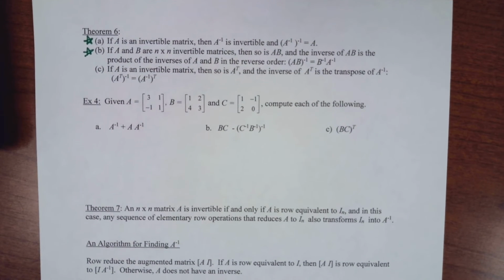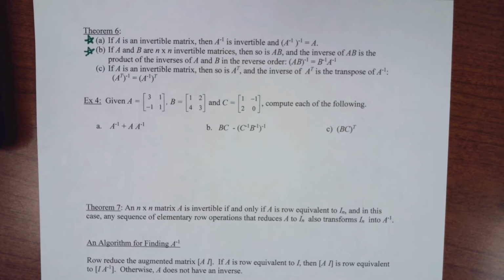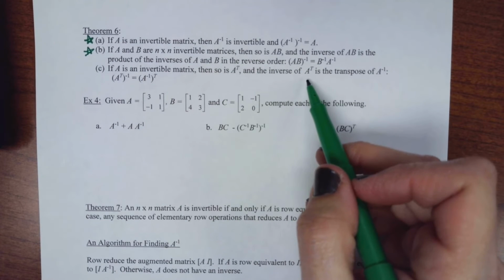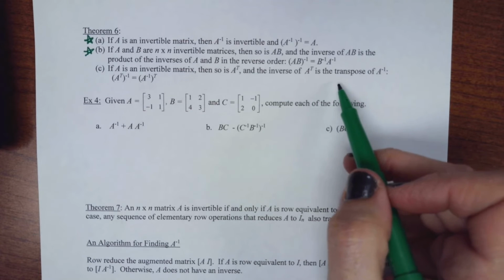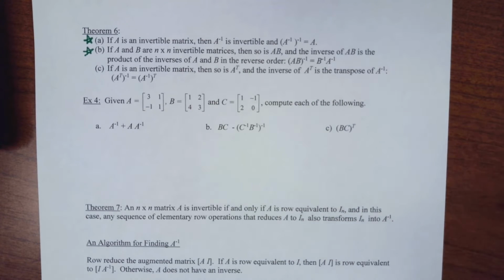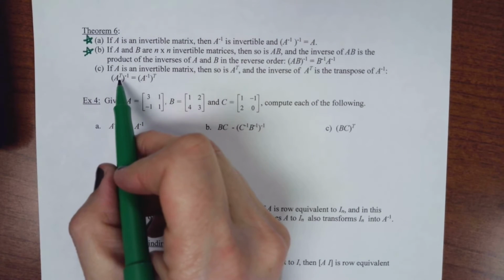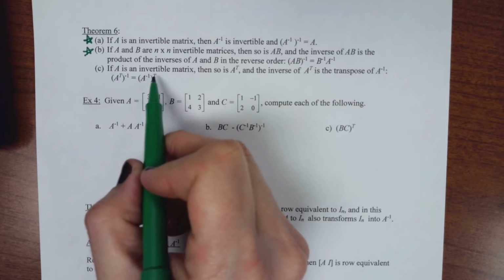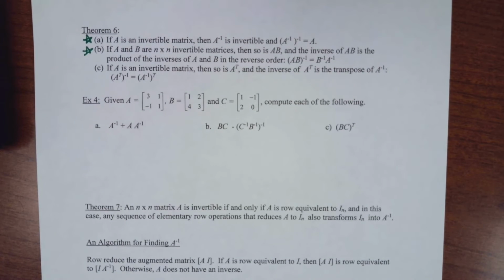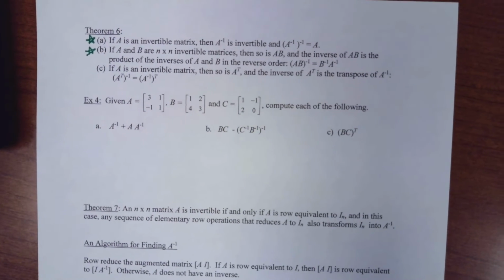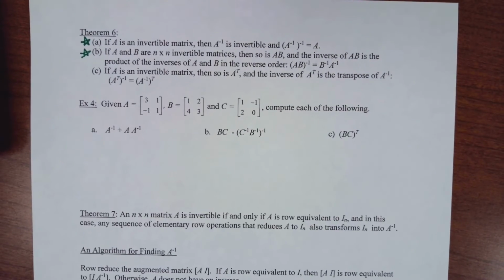All right, and then part C. If you have an invertible matrix, then the transpose is also invertible. And the inverse of the transpose is the transpose of the inverse. All right, so the inverse of the transpose is the transpose of the inverse. So if you needed to use that. All right, so let's go ahead and work through these little pieces here.